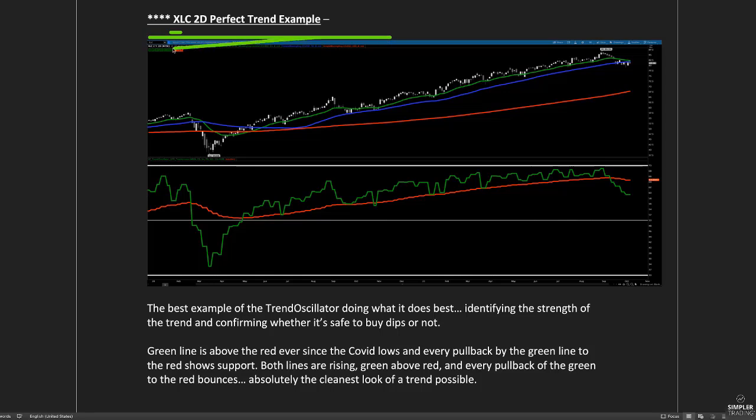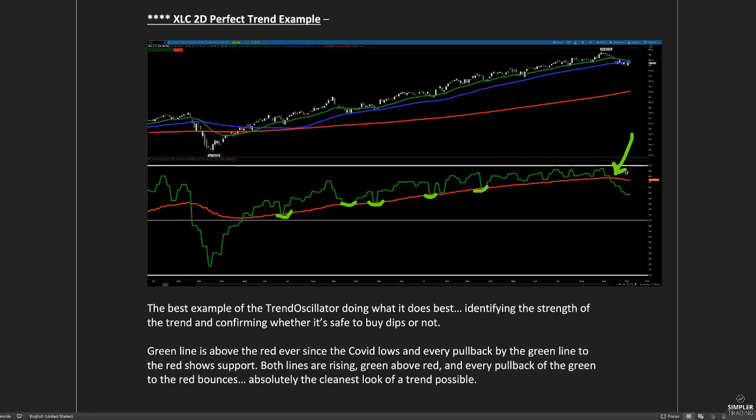So let's start here with the perfect example of what the trend oscillator does. This is an XLC 2-day chart, the communications ETF. You can see here, by and large, how the red line is climbing? And every time the green line comes down to the red line, it holds as support. Give it a little bit of room, but every instance of green going down to red is supported, and that creates the best uptrend in the entire market until it broke. It did break finally right there. But this is the quintessential way to look at it.